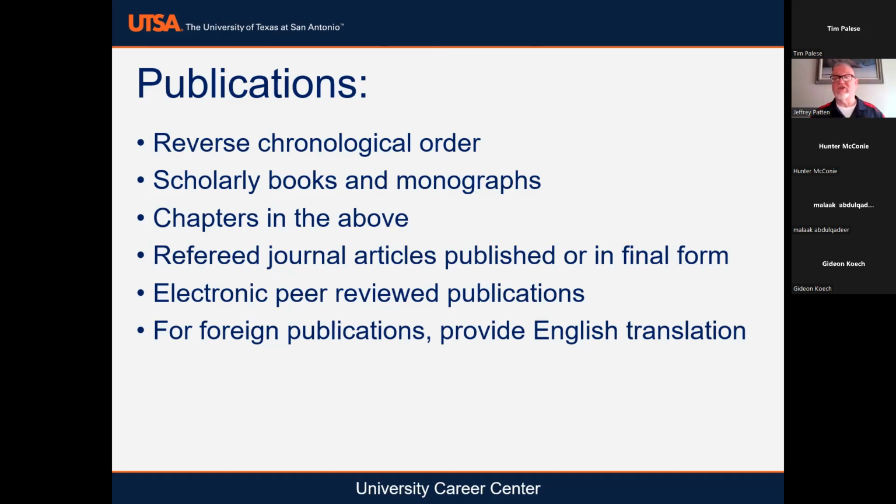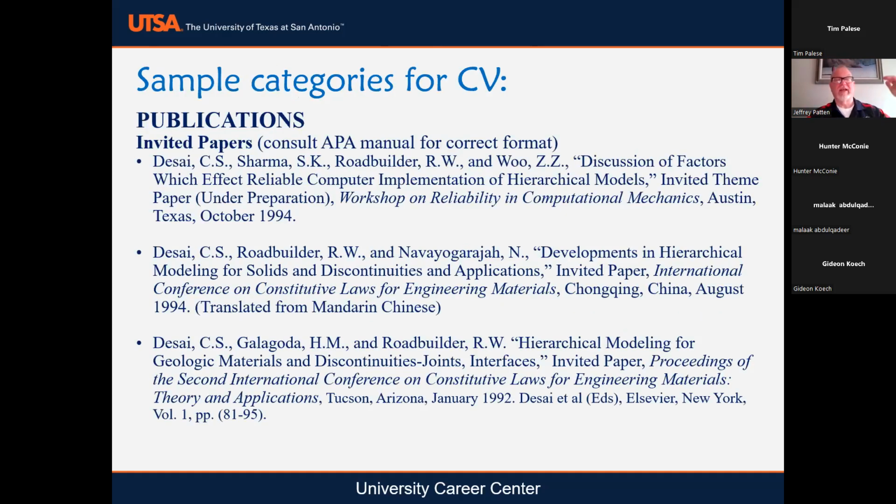For foreign publications, you should provide an English translation. Don't make people look things up in other languages. So make sure you're providing that for them. And again, invited papers. You can see the example here. I always tell students, whatever format is preferred in your field, whether that's APA, Turabian, some of that, use the format that is appropriate for your field of study. But basically, here are the writers, here's the title of the paper, where it was presented, and again, the dates.